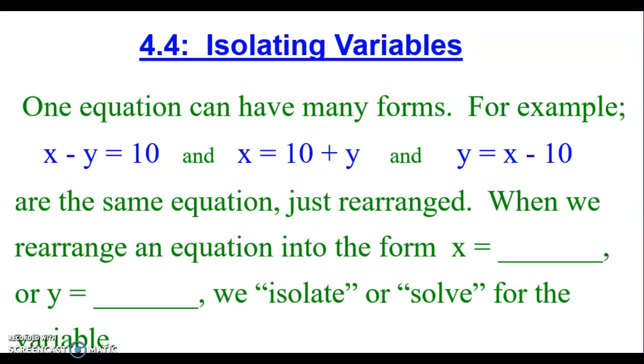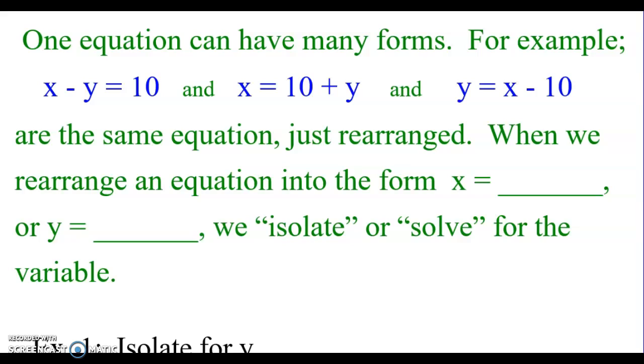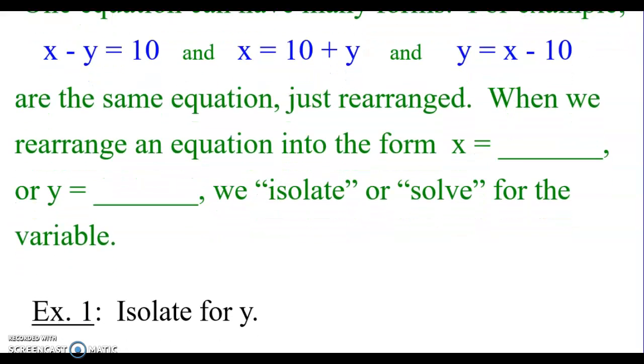So when we have an equation, again, we have many different forms. We have standard form, we have slope y-intercept form. Any equation that we rearrange is still the exact same equation. We are not actually changing the equation. We're only changing the format that we are expressing it in. Now, when we take an equation and move everything to the right and leave one variable on the left, or vice versa, that means that we are isolating the variable or solving for that variable.